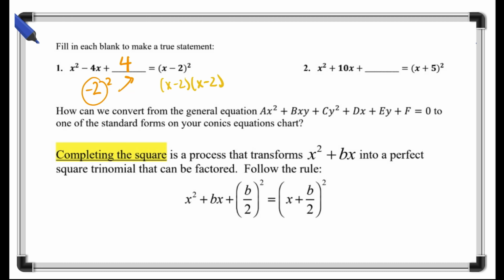And if I do the same thing for my second question, I have x plus 5 two times. Well, then 5 times 5 would get me that 25.